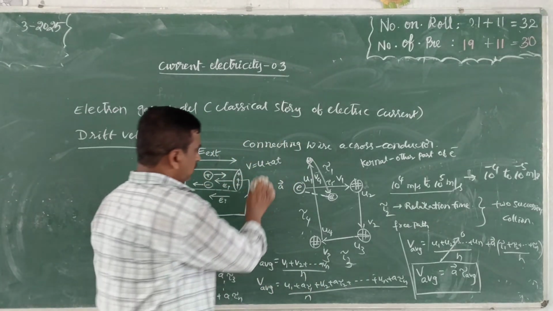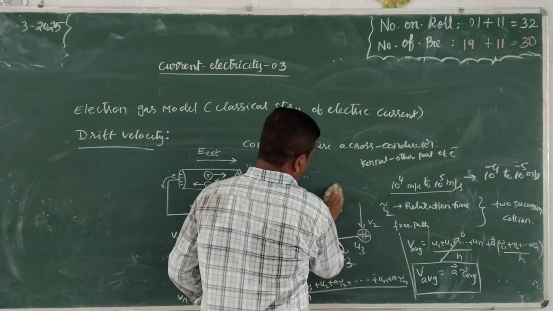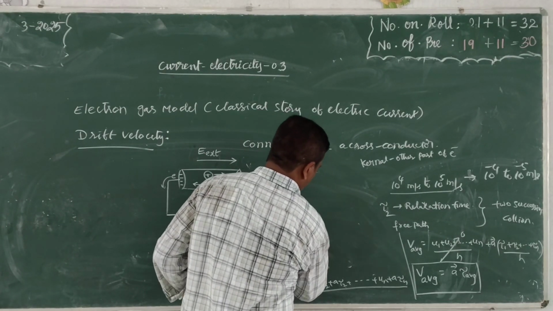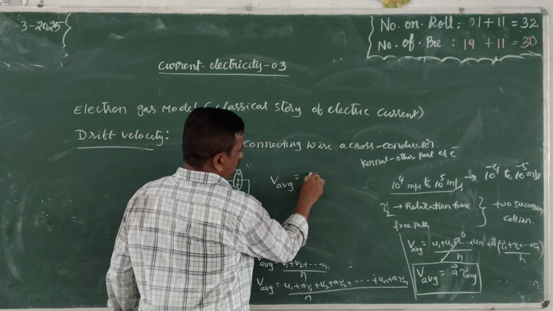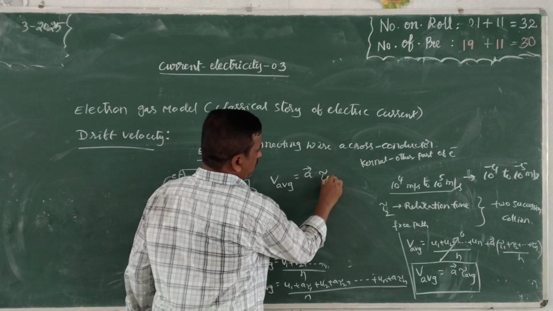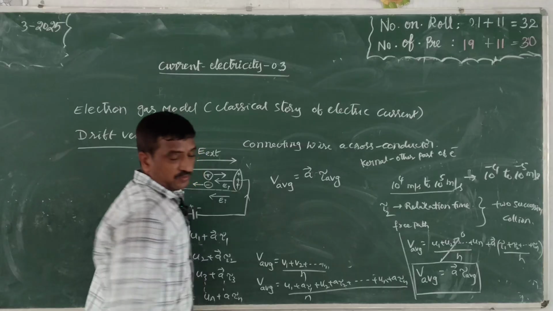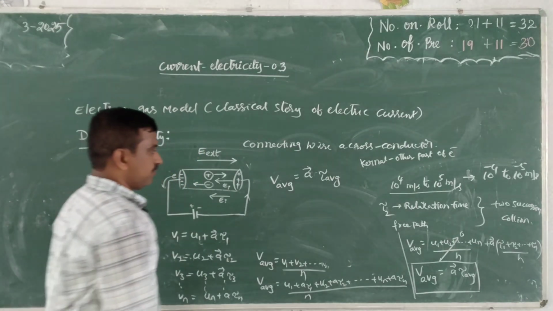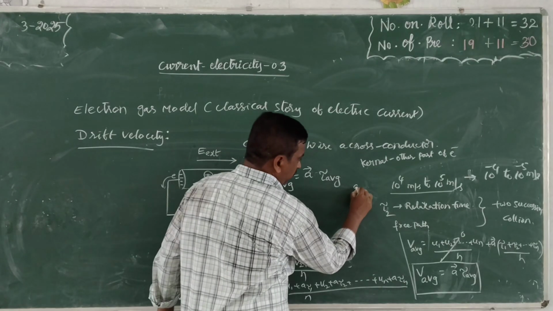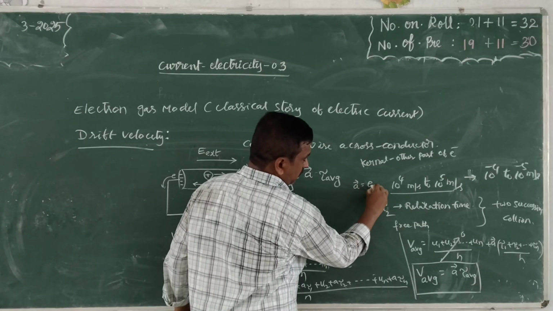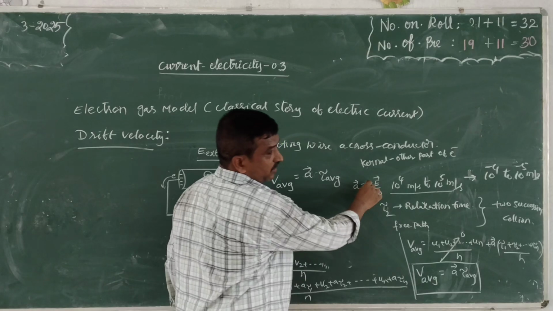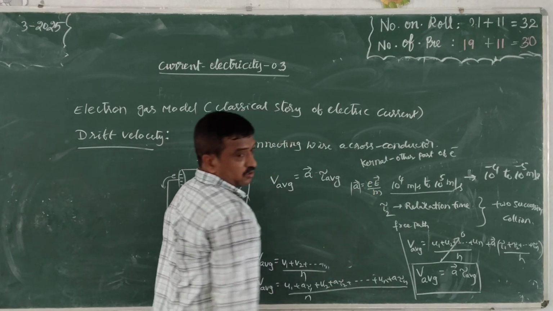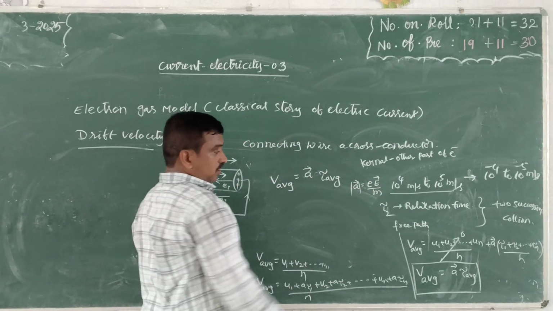Shall I erase this one? See this part, see here, v average equals a into tau average. Tau means average relaxation time. A means acceleration. Already we found acceleration: capital E by m, minus, we can take the magnitude. A equals what?